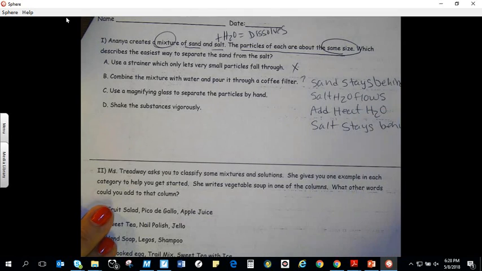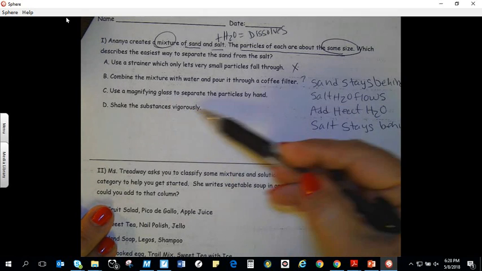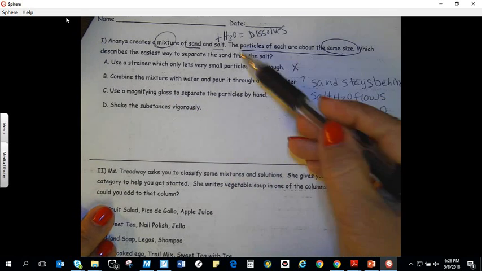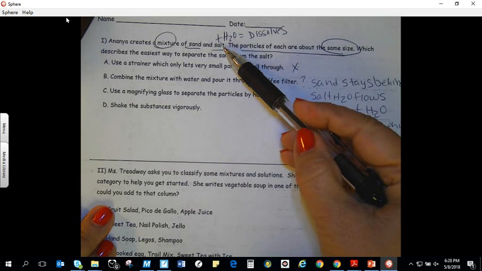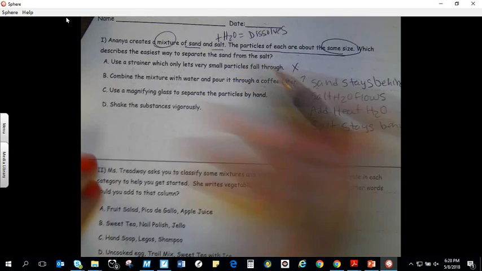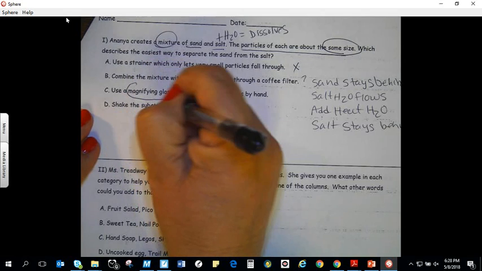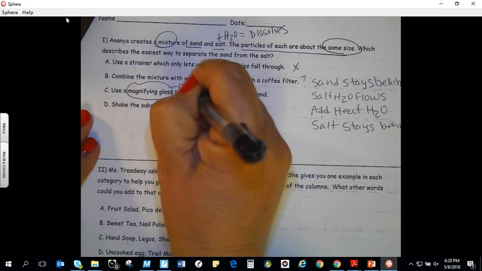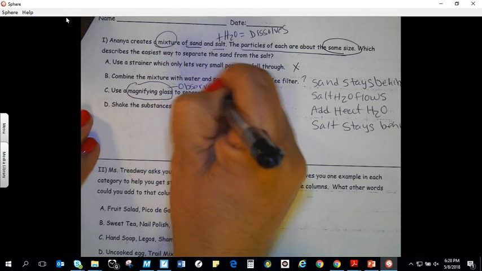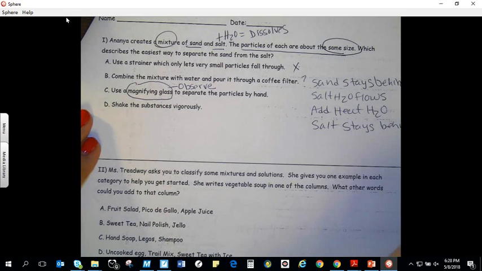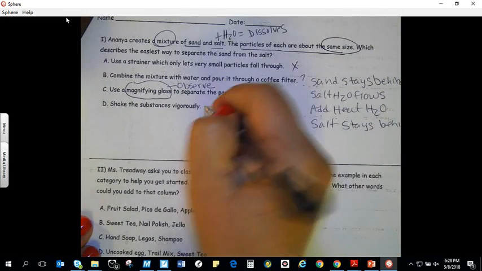Use a magnifying glass to separate the particles in sand and salt? All you're doing is using a magnifying glass to observe. That's not separating. That's a hand lens. Shake the substance vigorously? I'm going to shake, shake, shake. No, it doesn't do it. So the answer is B.